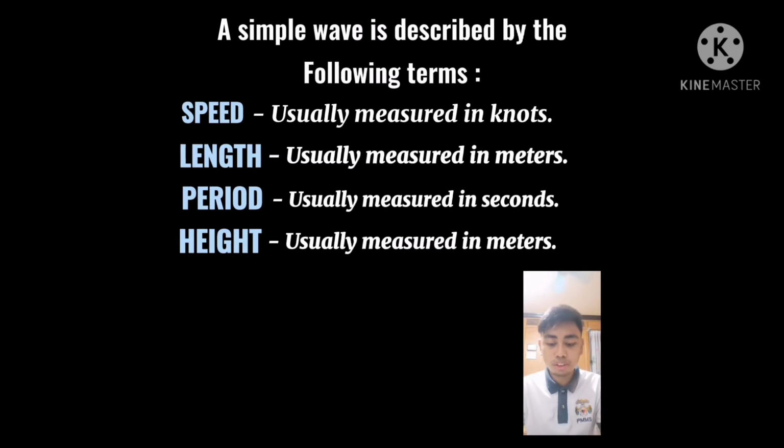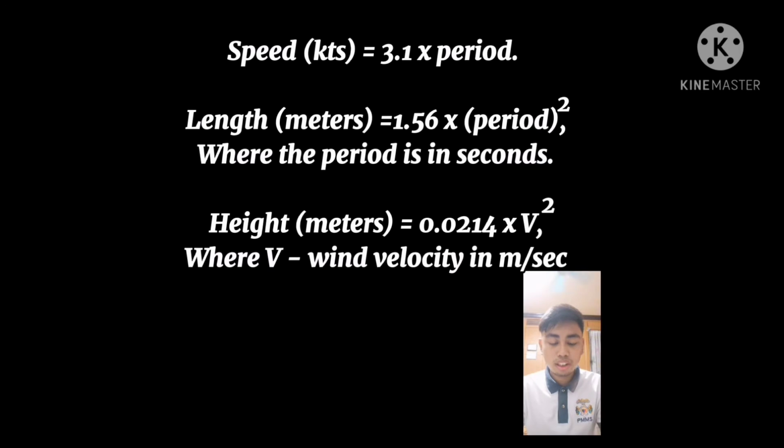Theoretically, the following relationships have been established. Speed in knots equals 3.1 multiplied by period. Length in meters equals 1.56 multiplied by period squared, where the period is in seconds. Height in meters equals 0.0214 multiplied by v squared, where v is wind velocity in meters per second.